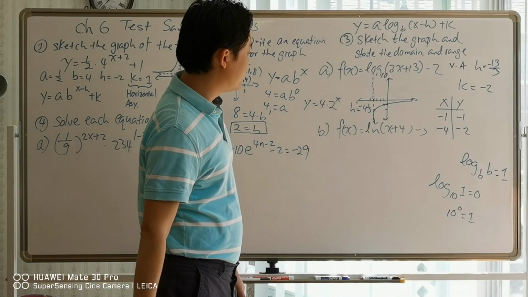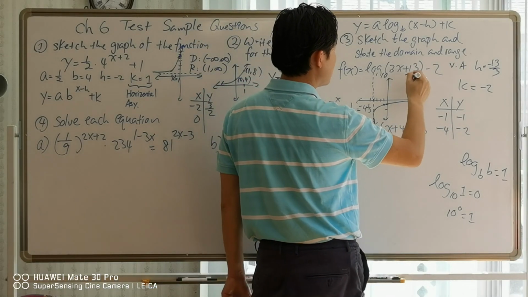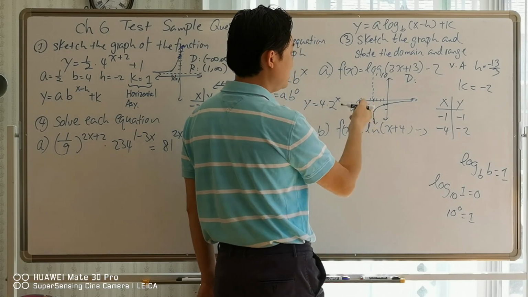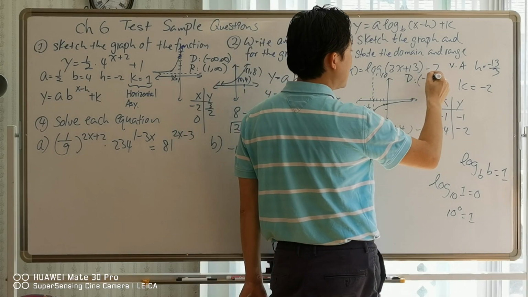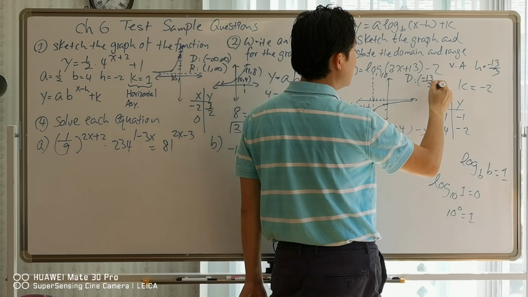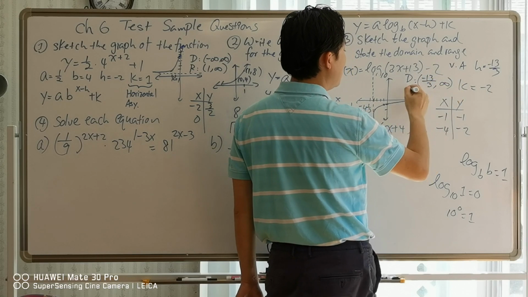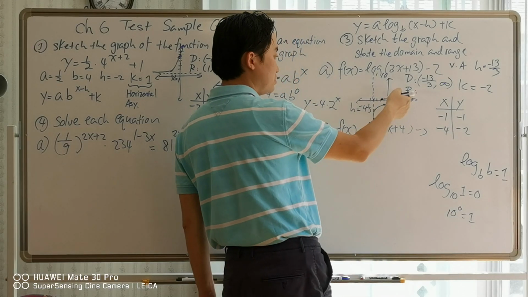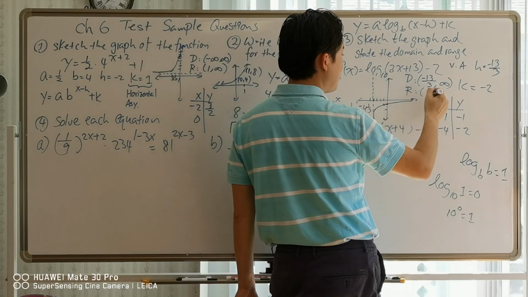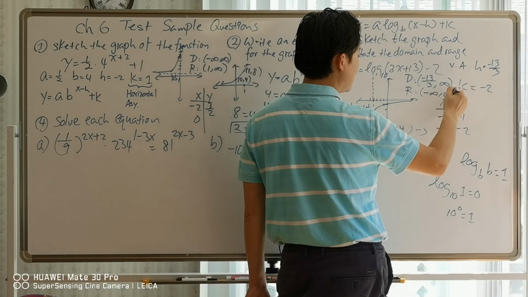Another thing that you want to find out is the domain and the range. So the domain for this one, with the restriction of the VA, means anything that's greater than negative 13 over 3, all the way to infinity. And for the range, there are no restrictions, this one is increasing gradually, so it's negative infinity to infinity.